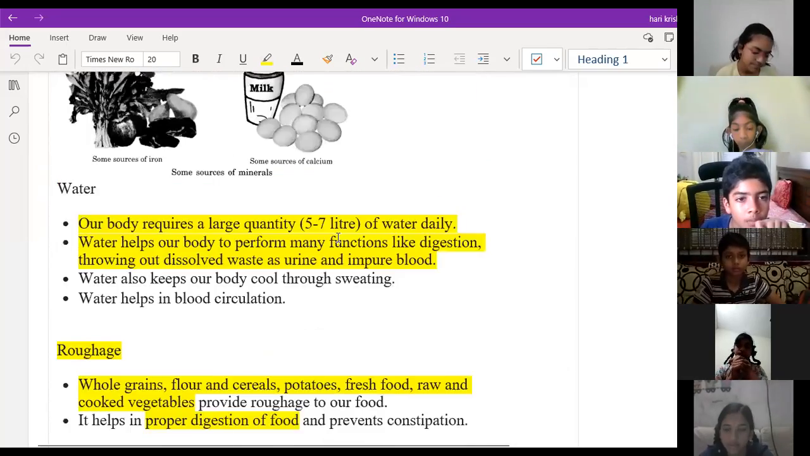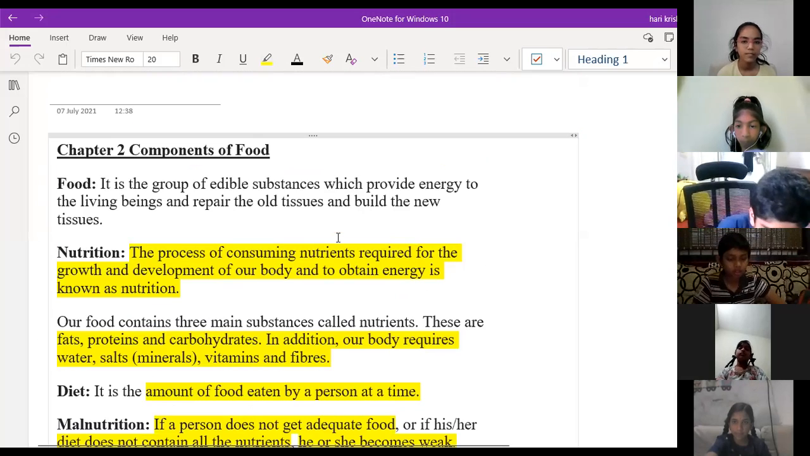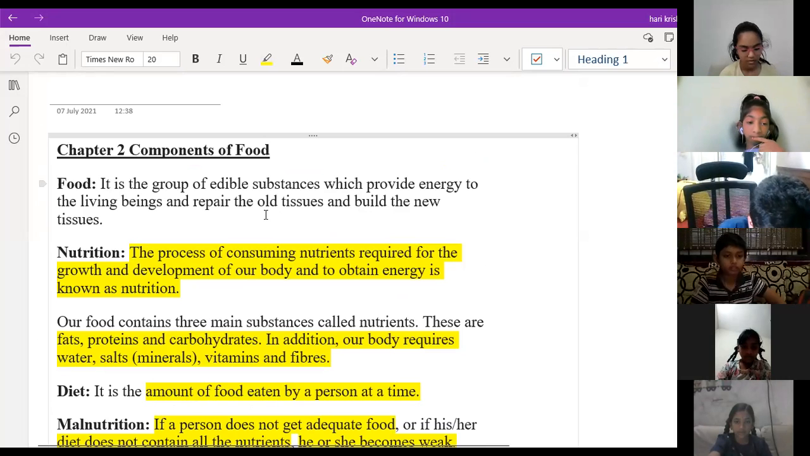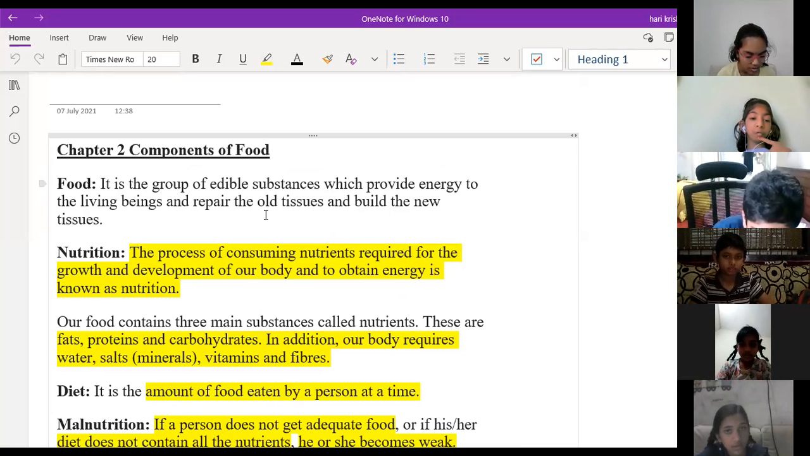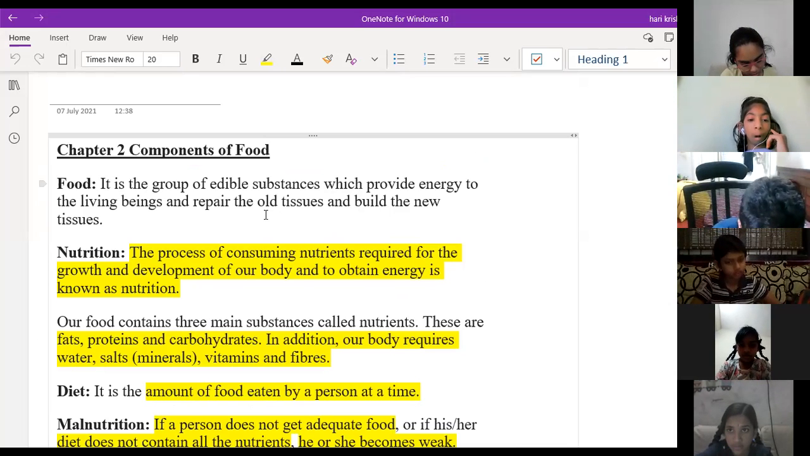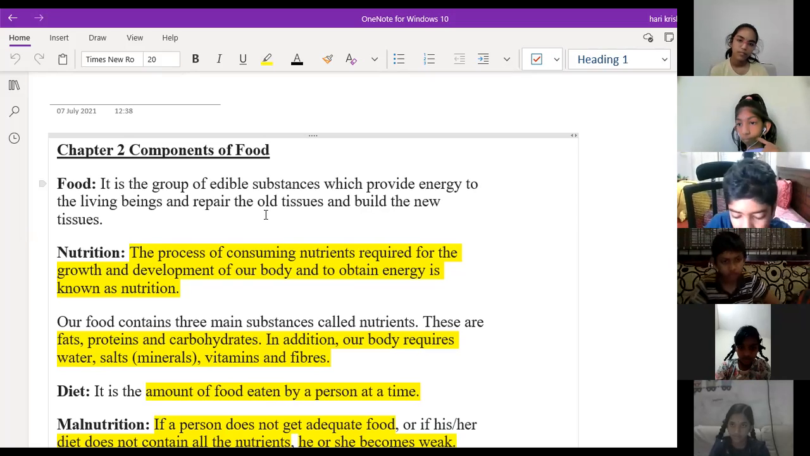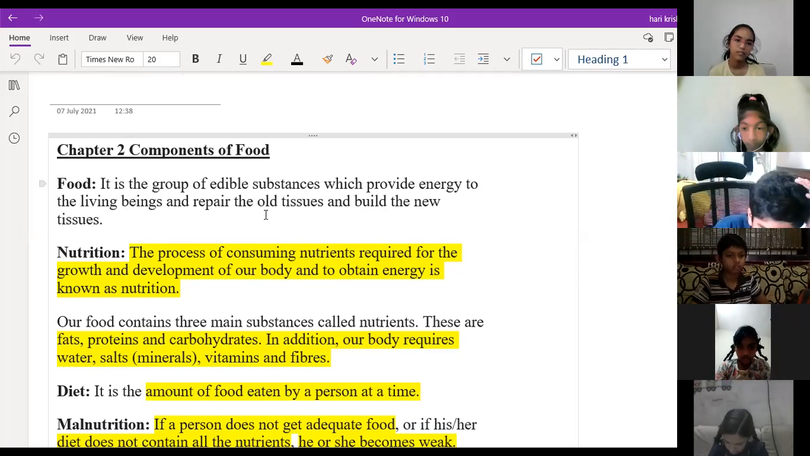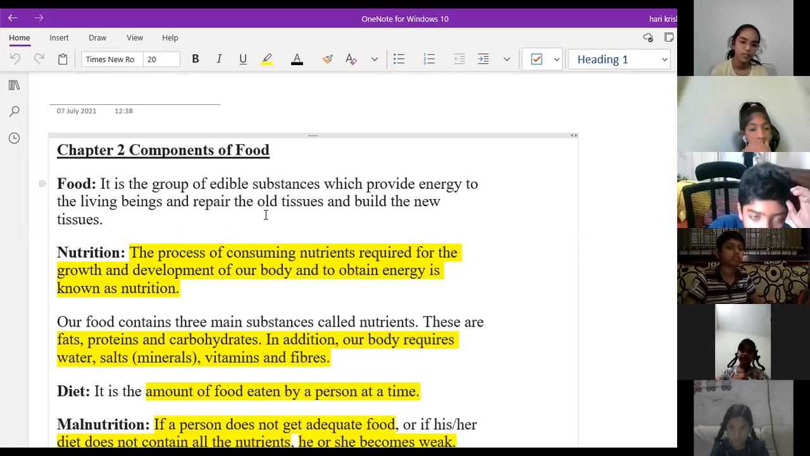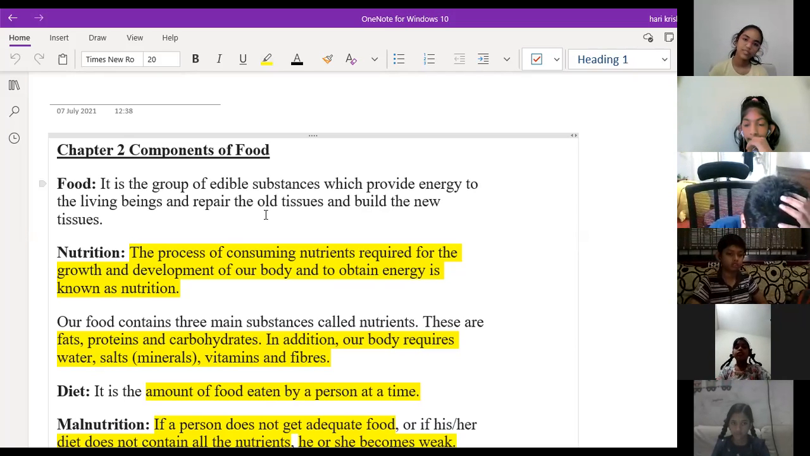So we are discussing the components of food, right? What we discussed in this chapter mainly is nutrients. Nutrition is the process of consuming the nutrients required for the growth and development of our body and to obtain energy. It also covers how you utilize that energy or those nutrients.